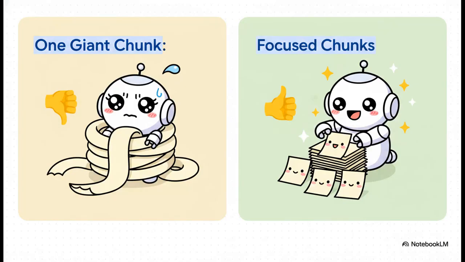Think about it this way. Feeding a giant document to an AI is like asking your friend to find one specific sentence in a 200-page book without an index or chapters. It's going to be slow, super inefficient, and they'll probably get lost in all the noise. But by breaking that book into focused chapters or even paragraphs, our chunks, we make that search incredibly fast and precise. And that, of course, leads to much, much higher quality answers.